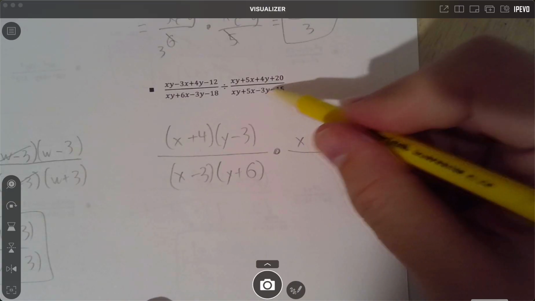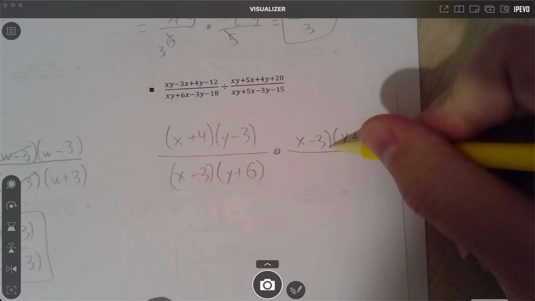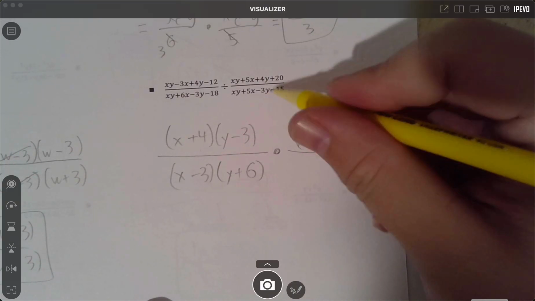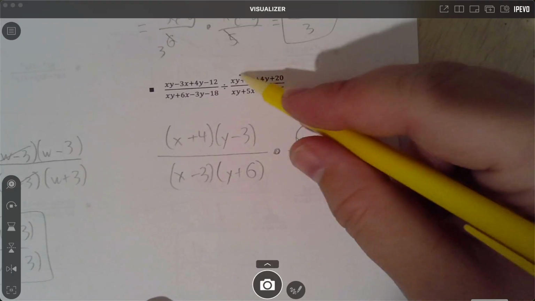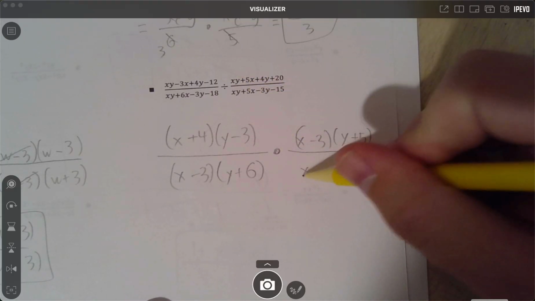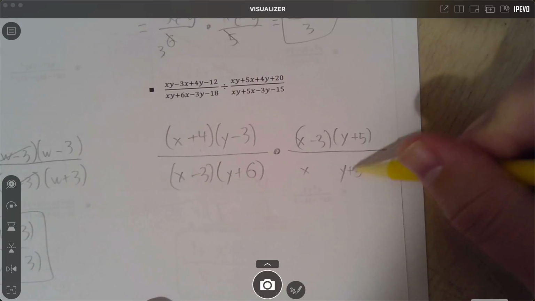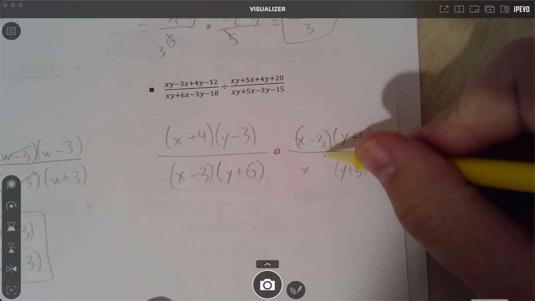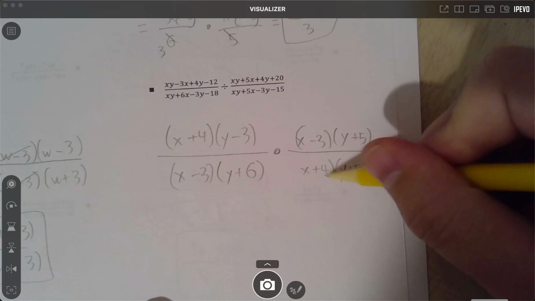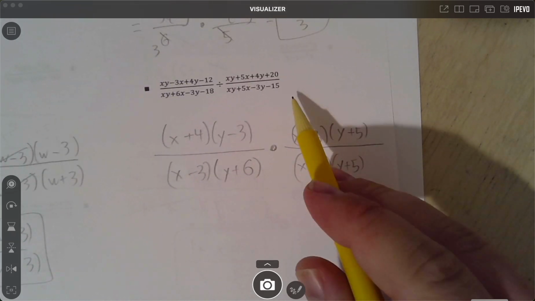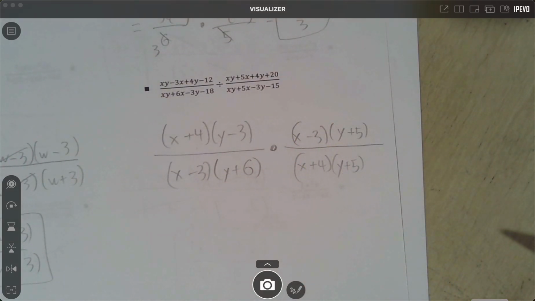How do I make a match? I take out a negative 3, and then I'll get my matching y plus 5. Again, it was on the bottom, now it's on top. What was on top? Well, there's an x shared, leaving you with a y plus 5. And how do I make a match? I take out a positive 4. And I'll be left with a y plus 5. Again, it was on the top, now it's on the bottom as I factored it.